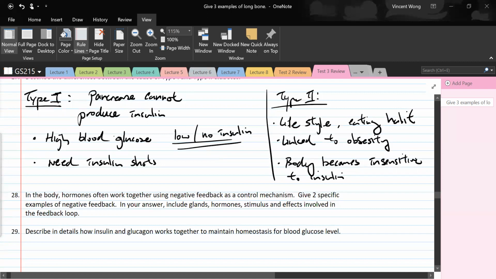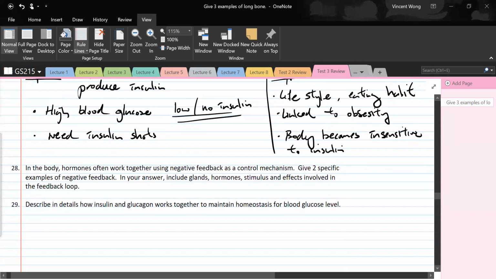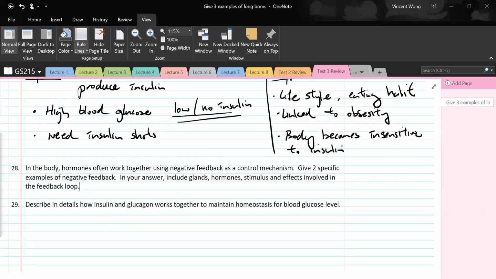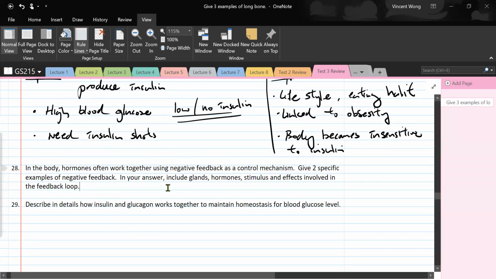Okay, give examples of negative feedback loop. I mean, we have a lot of examples of that, right? I think we're going to be seeing a few charts coming up, like the HPA, right? There are examples of negative feedback. We'll fill those in a bit.